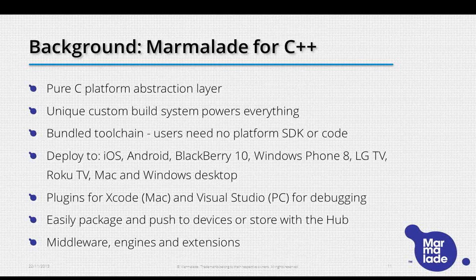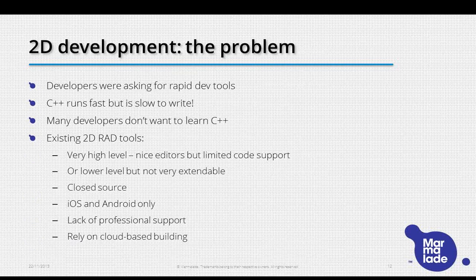Marmalade comes with lots and lots of middleware, engines, extensions, plugins for third-party stuff, and also our hub tool, which is basically a nice project management system that deals with tool chains and deployments and configurations and so on. What we were finding, though, is we had a lot of developers doing development in 2D, and they wanted to build fun, simple games, or just to be able to rapidly build stuff.